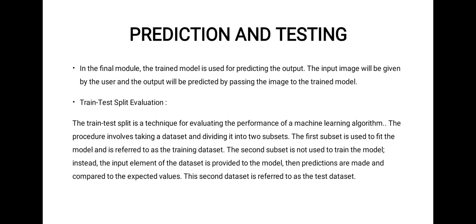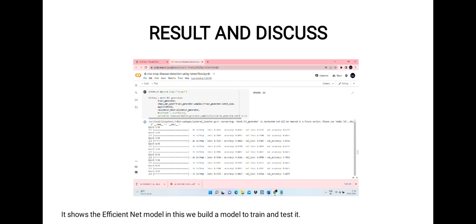The train test split is a technique for evaluating the performance of a machine learning algorithm. The process involves taking a data set and dividing it into two subsets. The first subset is used to fit the model and is referred to as the training data set. The second subset is not used to train the model. Instead, the input element of the data set is provided to the model, then predictions are made and compared to the expected values. The second data set is referred to as the test data set.